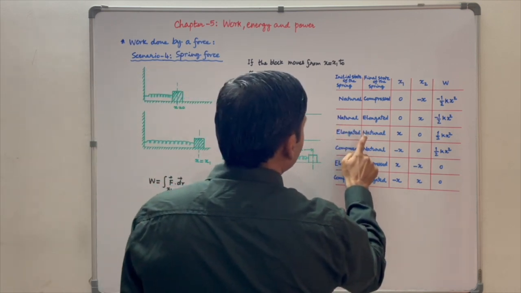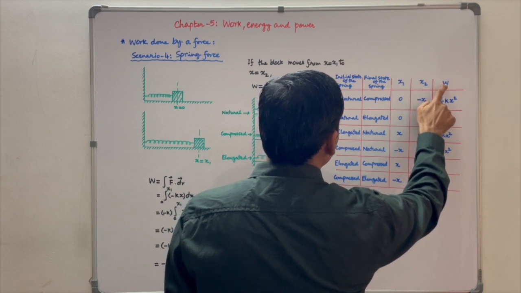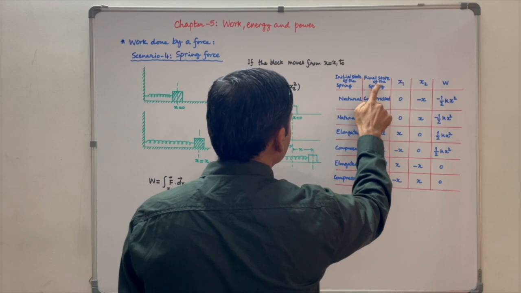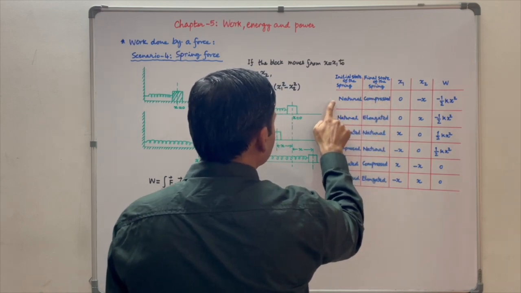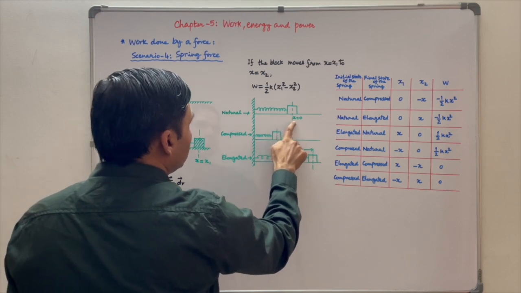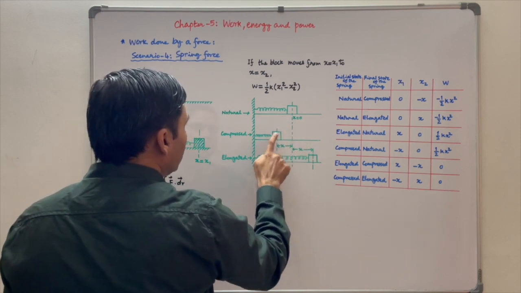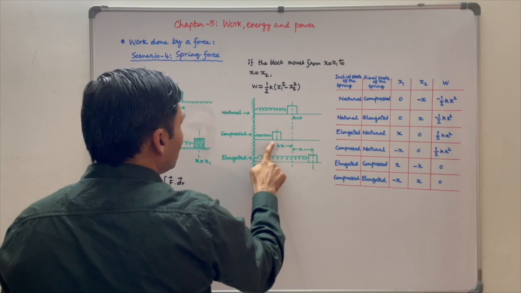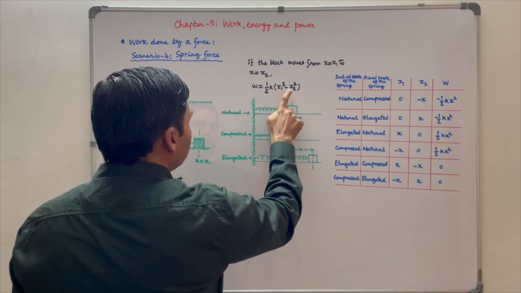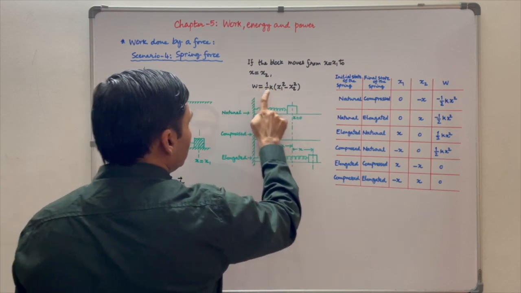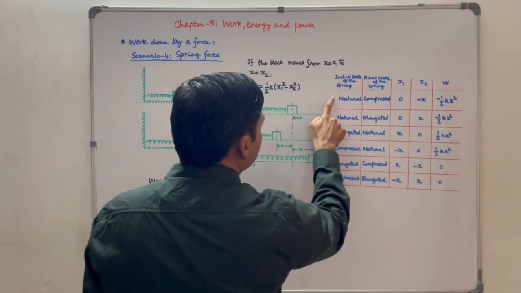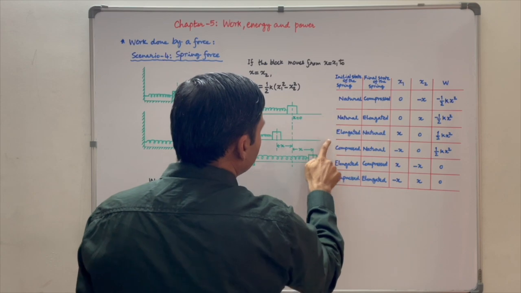In this table, we have calculated the work done by a spring force in different cases of initial and final states of the spring. For example, in case 1, initial state of the spring is natural. So x1 is equal to 0. And final state of the spring is compressed. So x2 is equal to minus x. Putting the values of x1 and x2 in this formula, W is equal to minus 1 by 2 kx square. Similarly, we can calculate the work done in different cases.